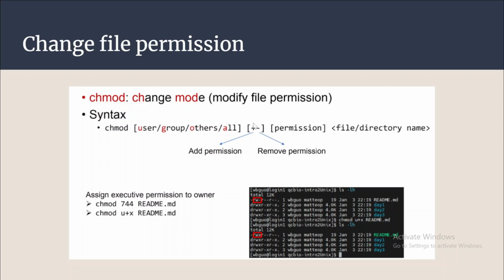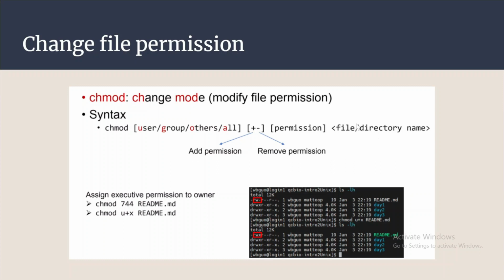Next, you need to specify what you are going to do. If you are going to give the permission, then you can add. If you are removing the permission from the user, you just need to use the minus sign. So plus is for adding and minus is for removing. Then the next part is the permission type, meaning you want to give read permission, write permission, execute permission, or all three. The next argument is the file or directory name, meaning which file you want to give the permission to.